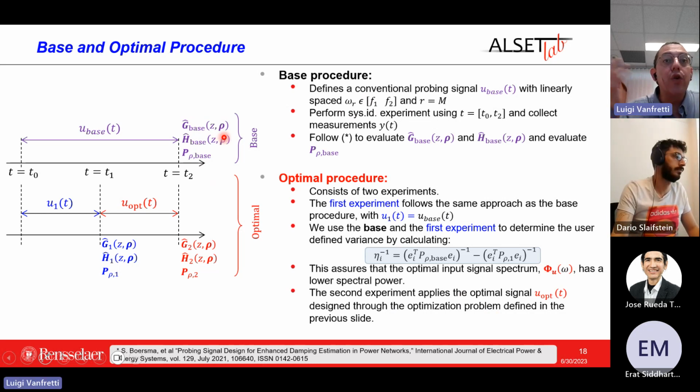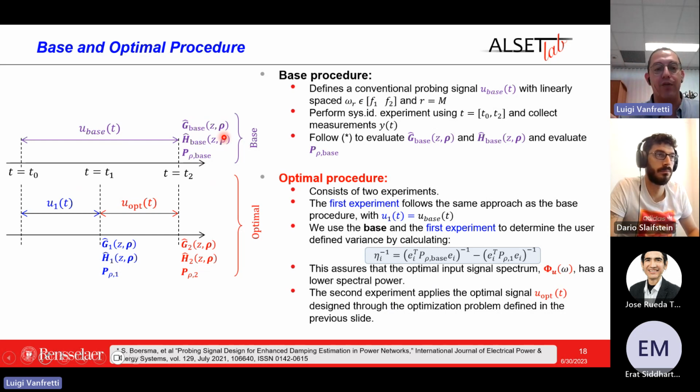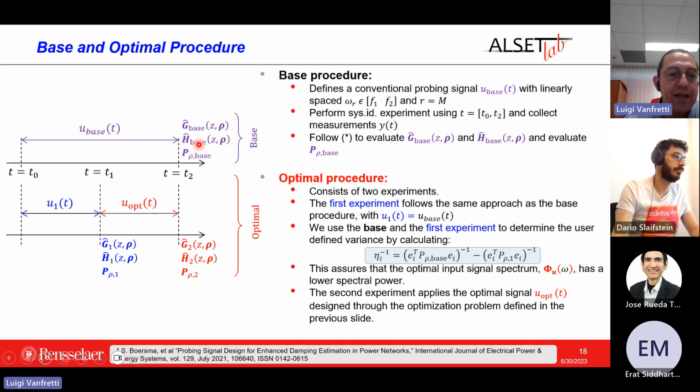So you don't have any information. You're just working with measurements. So you need to estimate G to start from, okay? Before you do, you can obtain an optimal signal to improve the accuracy, okay? So you simply use U-base, a multisine signal, a dumb multisine signal. And you obtain this theta base, and you obtain the covariance matrix, okay?